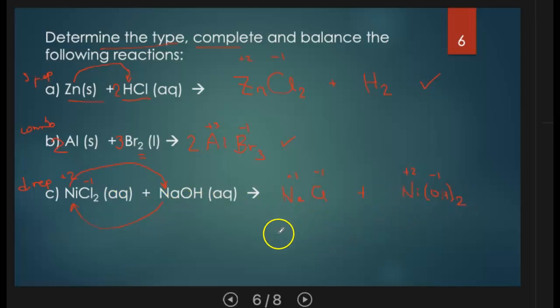Last thing we need to do then is balance. So I have 1 nickel, 2 chlorines. So I'm going to put a 2 in front of the sodium chloride. That gives me 2 chlorines. I'm now going to have 2 sodium. So let me put a 2 in front of the sodium hydroxide. And that's going to give me 2 hydroxides, which I already have. So this reaction should also be balanced. All right, so that took care of slides 5 and 6 from this problem set.